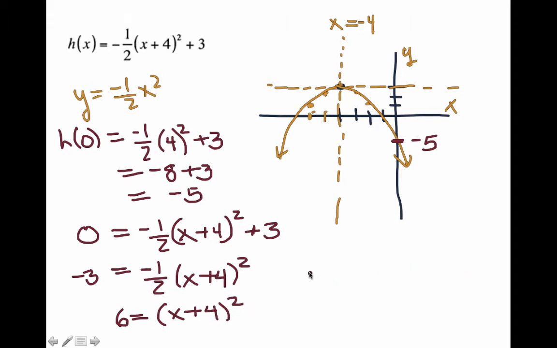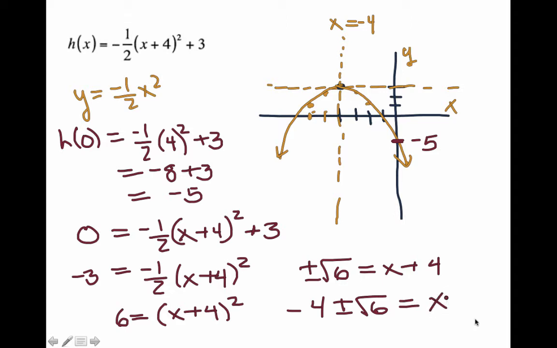Take the square root of both sides. Get plus or minus the square root of 6 equals x plus 4. Subtract the 4 and you get negative 4 plus or minus the square root of 6, which equals x. There they are. There's negative 4 minus the square root of 6. There's negative 4 plus the square root of 6. Interesting. Notice that this value is negative 4 right here. See how I'm adding root 6 and I'm subtracting root 6? It's not a coincidence. It's connected to the graph.